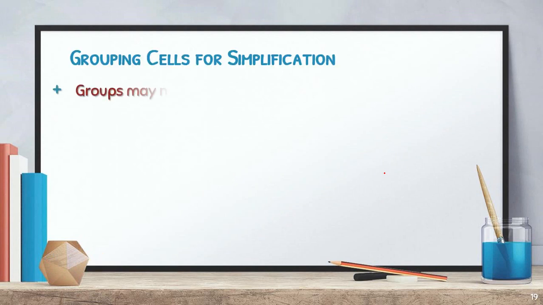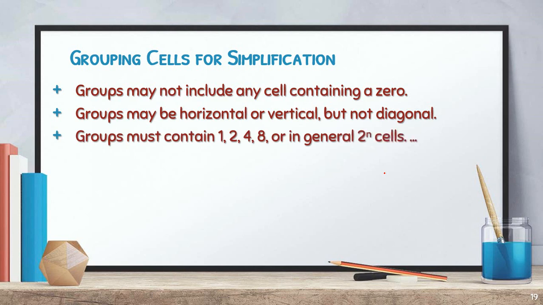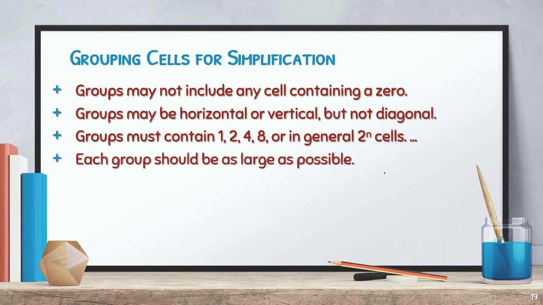Let me summarize. The first rule is that the group may not contain any zeros. Second, you can group horizontally or vertically, don't do diagonal. The group size must be 2 to the power of n cells: 1, 2, 4, 8. Each group should be as large as possible. That means if 8 is possible, don't go for 4, always go for 8 only.